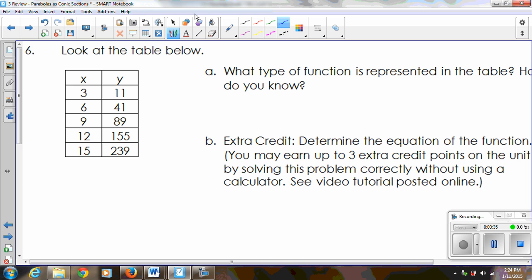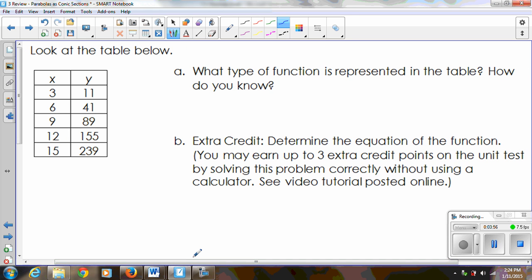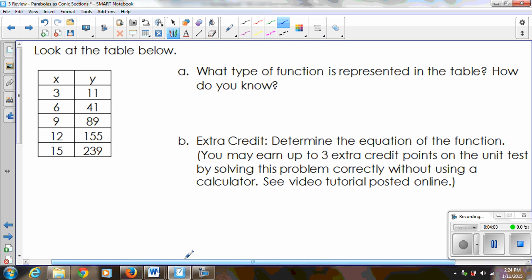Now, in this problem, it actually corresponds closer to what we were doing in the last part of the unit before break, but we didn't really have time to cover it before then, so we saved it till the end. Basically, you're given a table of values, and you're asked to determine what type of function is represented in the table. Well, typically, what we would do is we'd enter the values into our calculator and construct a scatter plot. But remember, this is the non-calculator part of the test, so we have to figure out another way of determining what kind of function is presented.